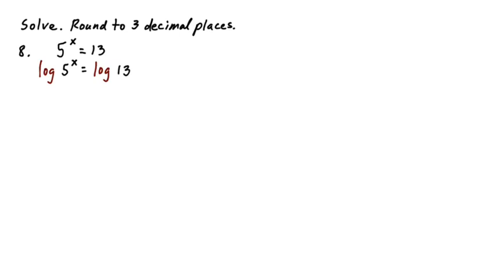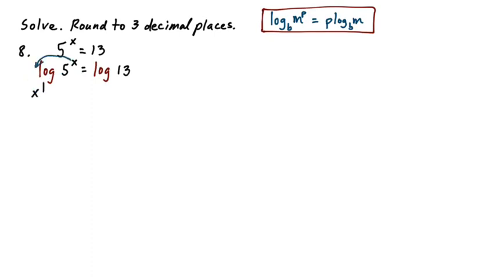Now we got to remember there's a property of exponents that we can utilize here because we're trying to solve for x here. So it would be the power rule. If we have the log of a power, which is what we have right here, we can move that x out front. So let's go ahead and do that. And then on the other side, we just have log 13. Now we have x times the log of 5, so this is multiplication.